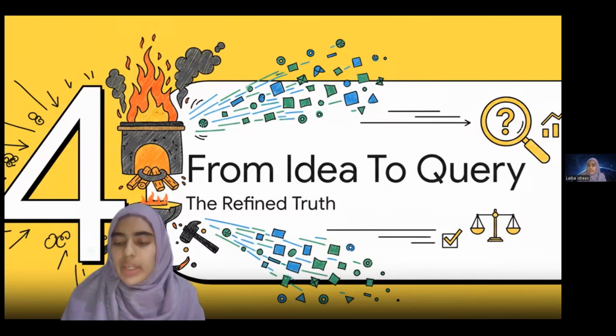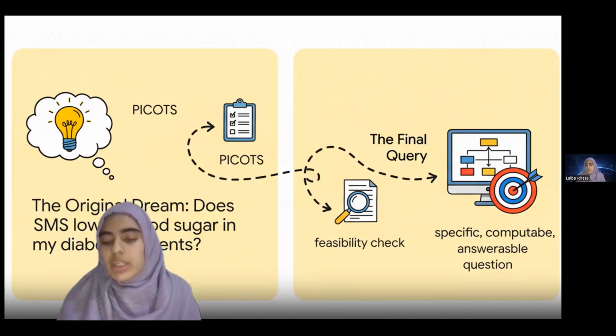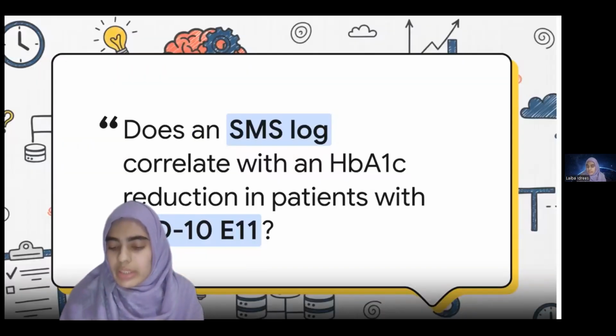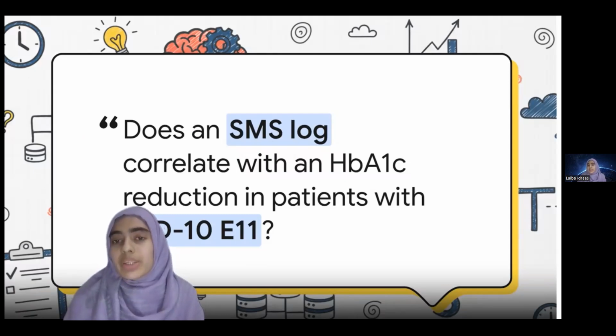This brings us to the end. We have moved from a vague idea, filtered it through PICOTS, and tested it with feasibility. We transformed the original dream, does SMS help diabetics, into a specific answerable question. Look at our final query. It's no longer vague. Does a time-stamped SMS log, the intervention, correlate with HbA1c reduction, that's the outcome, in patients with ICD-10 code E11, that's the population? This is a question a computer can actually answer.